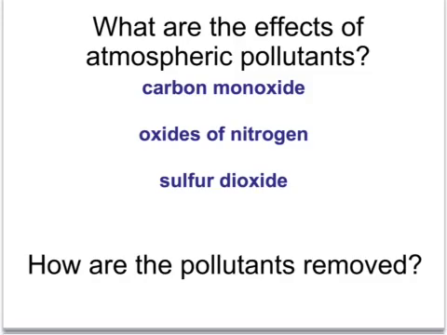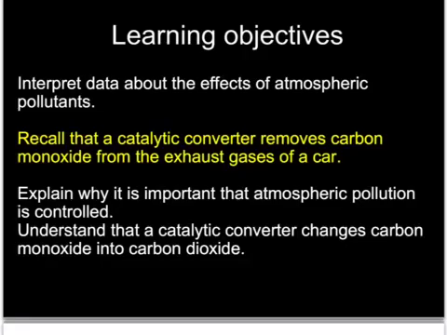You also need to know a little about how the pollutants are removed, in other words, how we prevent them getting into the air in the first place. It's important that atmospheric pollution is controlled because it is so harmful to the environment. So we need to know a little about how the catalytic converter attached to a car exhaust can remove some of these gases from the air.